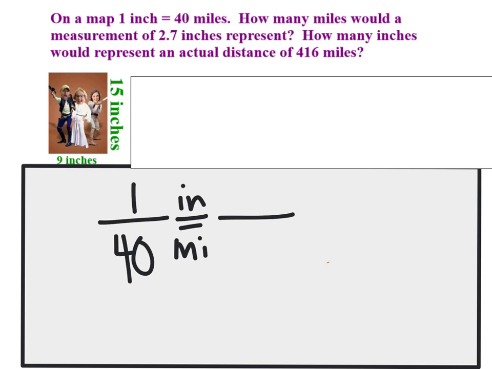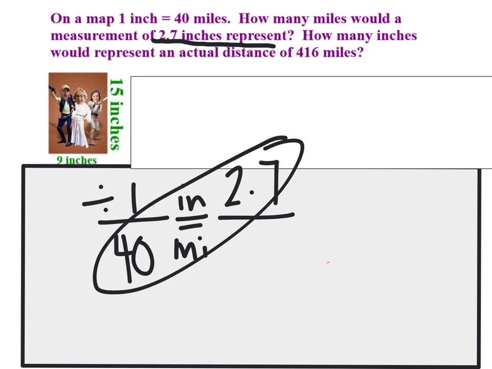Now, if I want to go ahead and solve this problem, it says, how much would 2.7 inches represent? Well, that goes on the inches side, so now I'm ready to multiply and divide, and I get my answer of 108 miles. Then it says there's another part of this problem, and I'm going to go ahead and set up the exact same thing.